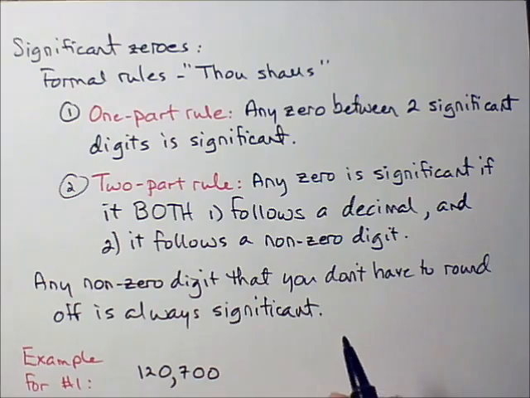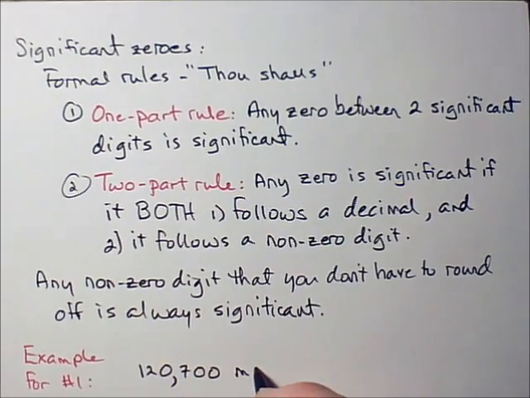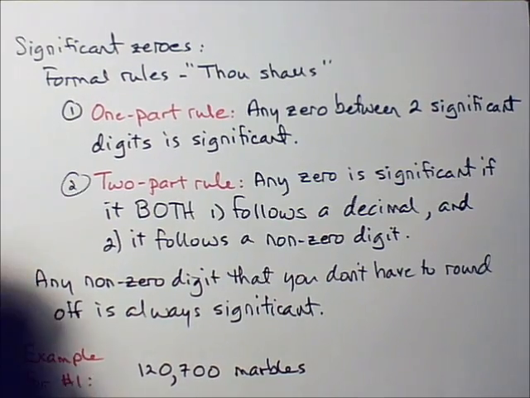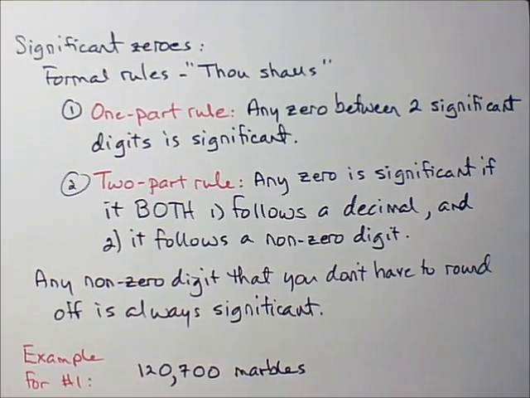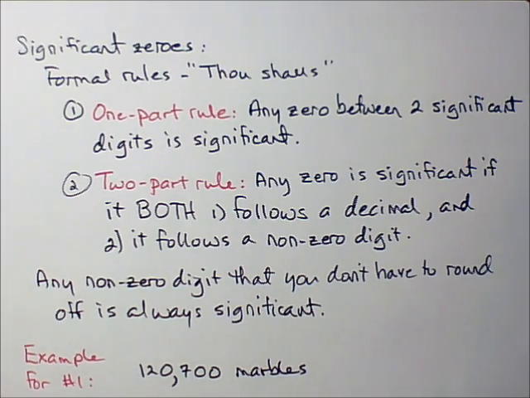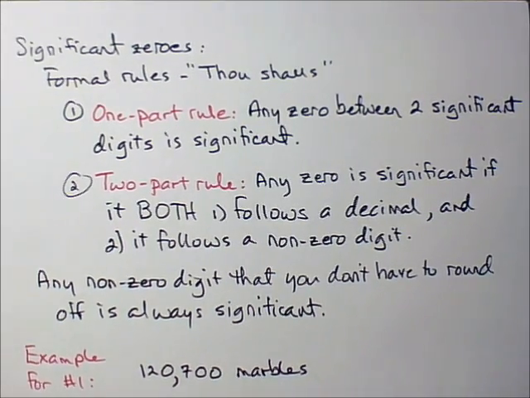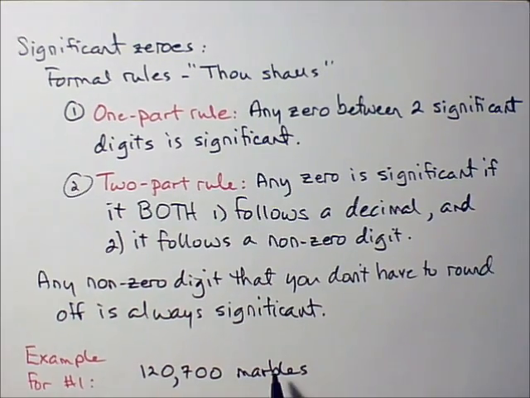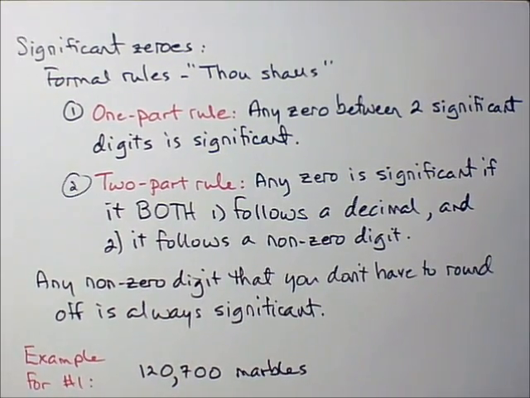12.0700. Let's say this is marbles. Now here's where it becomes a little bit tricky. Marbles is counting. And counted numbers are infinitely significant. Does that make sense? If it tells you it's marbles, everybody knows what a marble is, right?